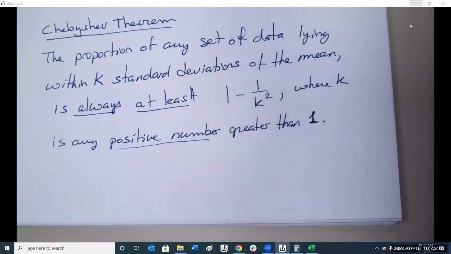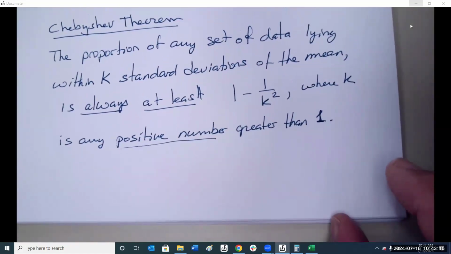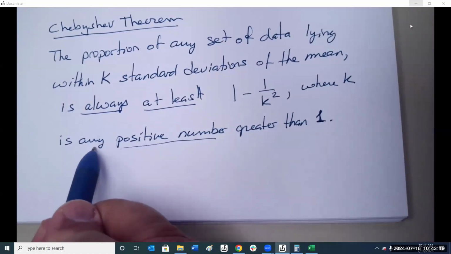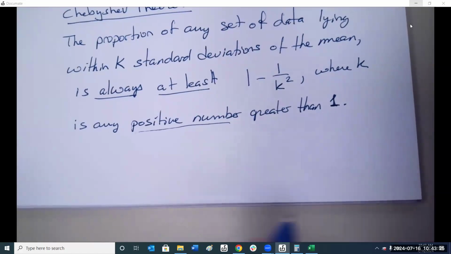And typically we use only integers too. So we're looking at whole numbers really, counting numbers, natural numbers. Professor, what's that word right there after "is"? Any positive number greater than 1? Thank you.